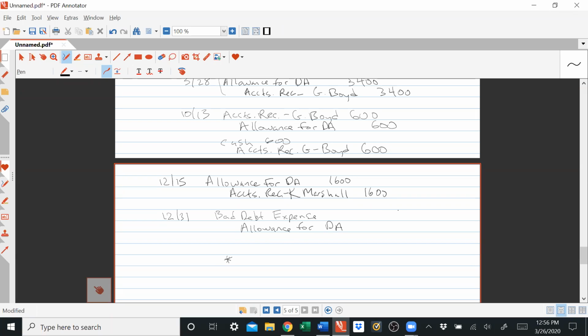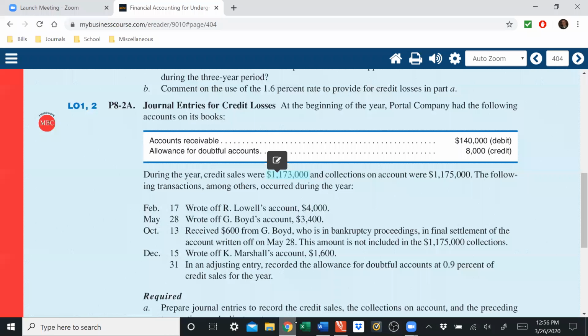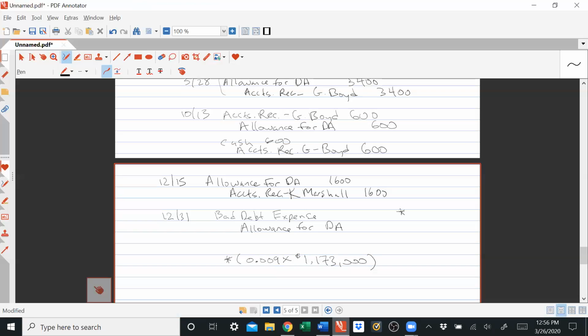I'm going to put a star. The star is 0.9%. So what is that? It's not 0.09, it's 0.009 times $1,173,000 of credit sales this year. I think I said collections earlier. We take credit sales, not collections. Credit sales times the 0.9%. Collections we already collected. We know those are collected. We're trying to estimate of our credit sales how much we expect not to be able to collect.